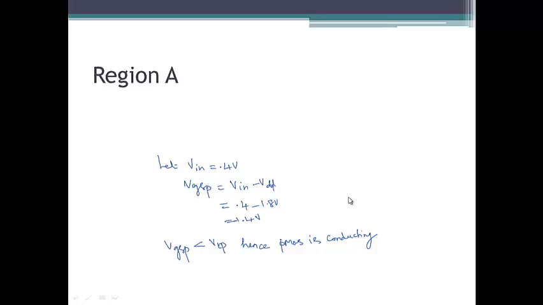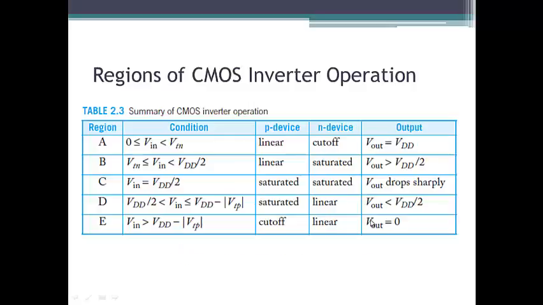Okay. So the condition for PMOS conducting, or PMOS on, is that VGSP must be more negative, or it must be less than VTP. VTP is minus 0.5 volts and VGSP is minus 1.4 volts. So naturally PMOS would be in the conducting state. So PMOS is conducting and it is on. And it is in the linear region, not in the saturation region.